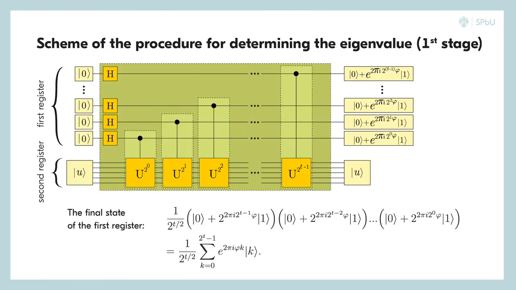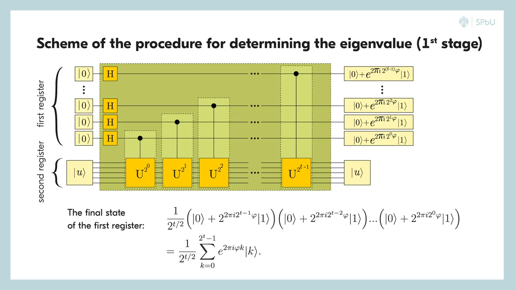At the first step of calculations, we prepare an equiprobable superposition of all possible data register states using t Hadamard transforms. Doing so, we apply the Hadamard transform to each separate qubit from the data register. Then, these qubits from the data register serve as control qubits for controlled logic elements, in which the corresponding degree of the operator U acts as a logical operation. Thus, for the last qubit, it is U to the power of 2 to the power of 0, that is just a zero transformation.